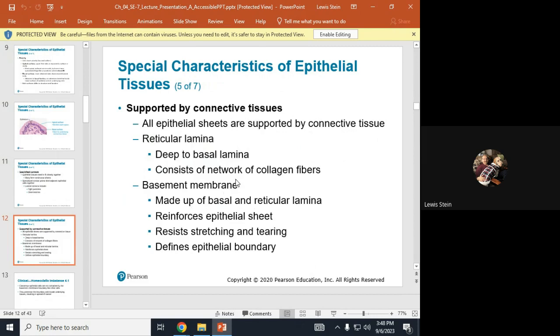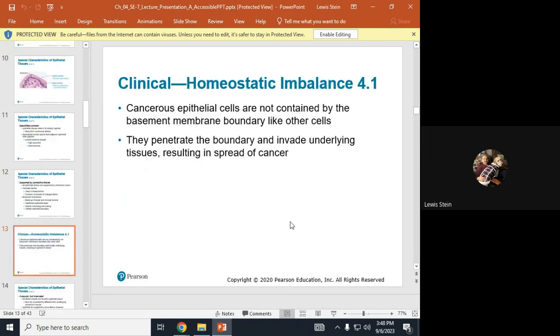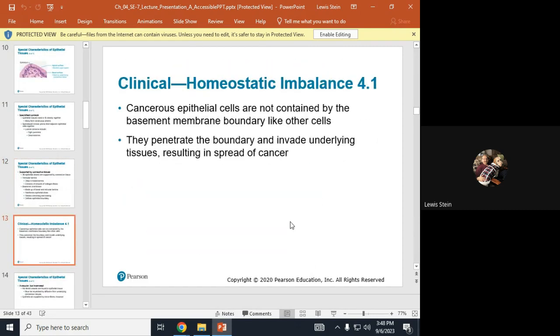So underneath it, there's something called the reticular lamina with the collagen fibers. The basal lamina is just a sheet of other protein. It reinforces it. Doesn't tear very easily. Creates a boundary. Boundaries are very important, as you will learn. This is a really important concept, it's how we distinguish between a benign tumor and a cancerous tumor.